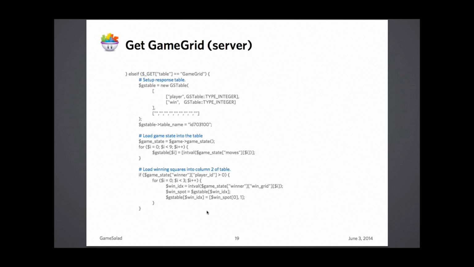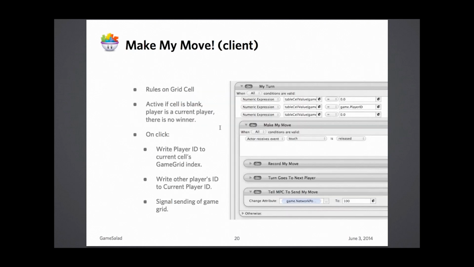So the next step, while we're waiting for it to refresh over here, is the user actually making a move. Each grid box has a copy of this rule. What happens is if this current cell is blank, that means it has 0 set for its move, and the player is the current player, and there is no winner, then you're allowed to click on it.